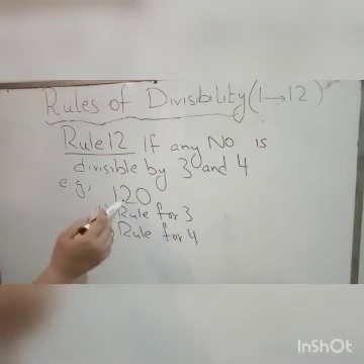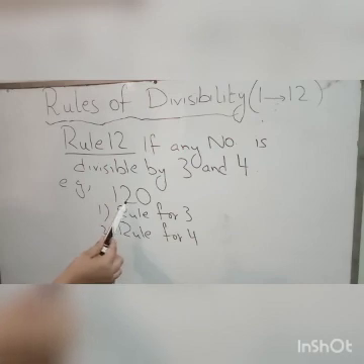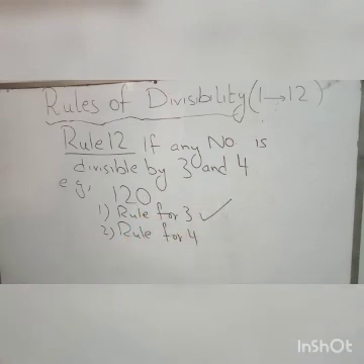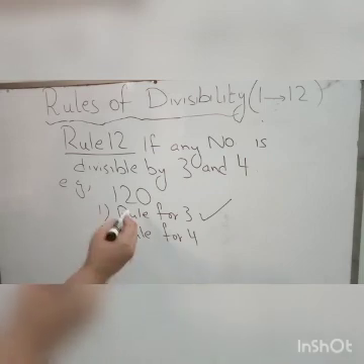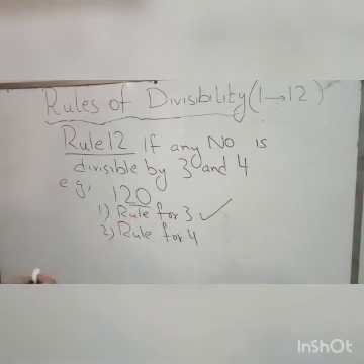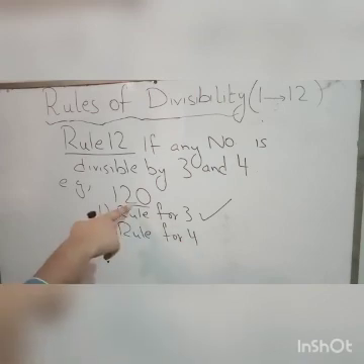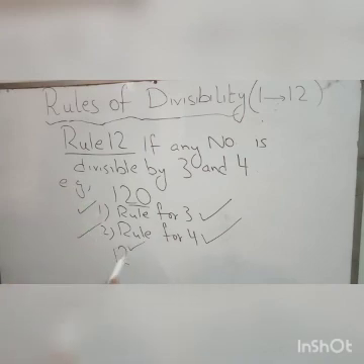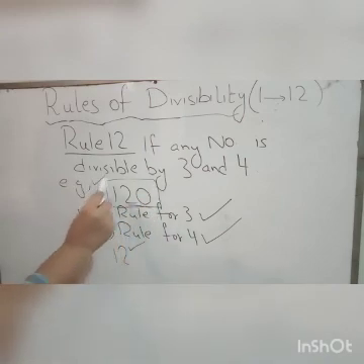To apply the rule for 3, if you remember, we add the digits. 1 plus 2 plus 0 is 3. So 3 comes in the 3 times table. Yes, it satisfies the rule for 3. The rule for 4 says to check the last 2 digits. If they are a multiple of 4 or come in the 4 times table, then that number is divisible by 4. So 20 comes in the 4 times table, 4 fives are 20. It means it satisfies the rule for 4 as well. So if any number satisfies the rules for 3 and 4, then that number is also divisible by 12. It means 120 is divisible by 12.